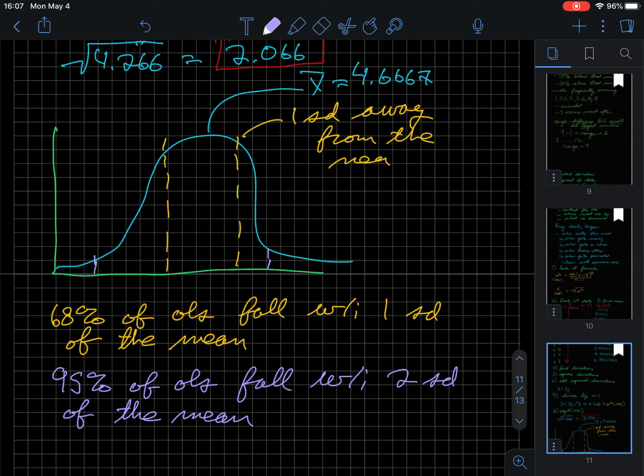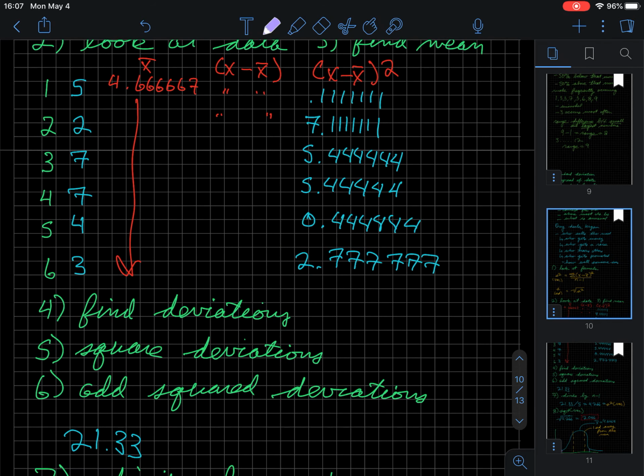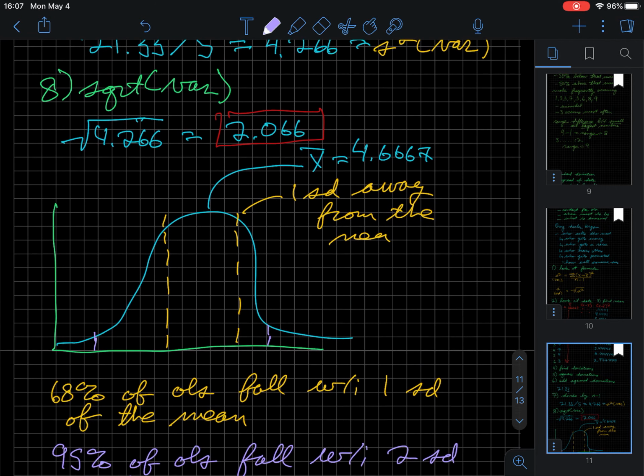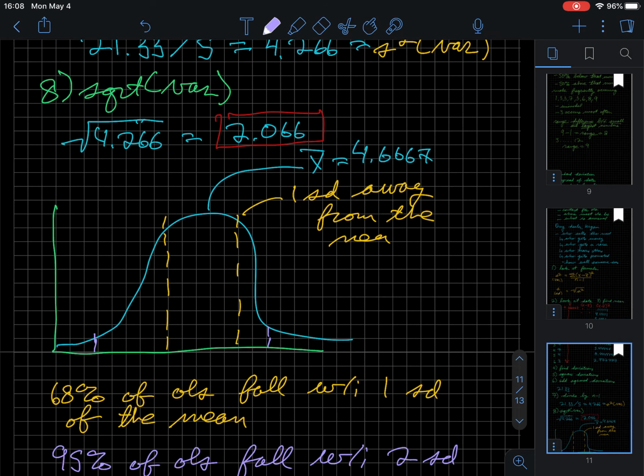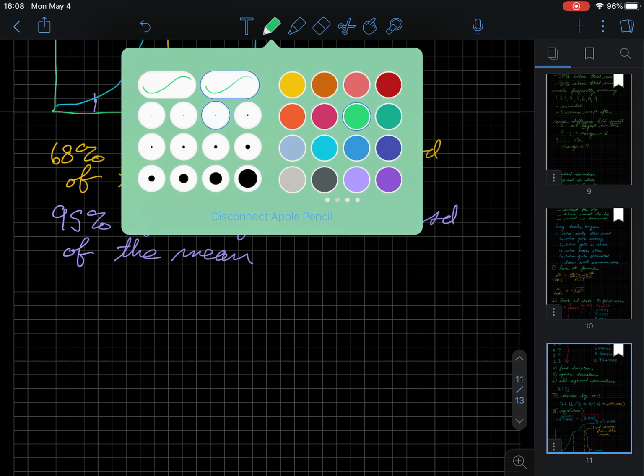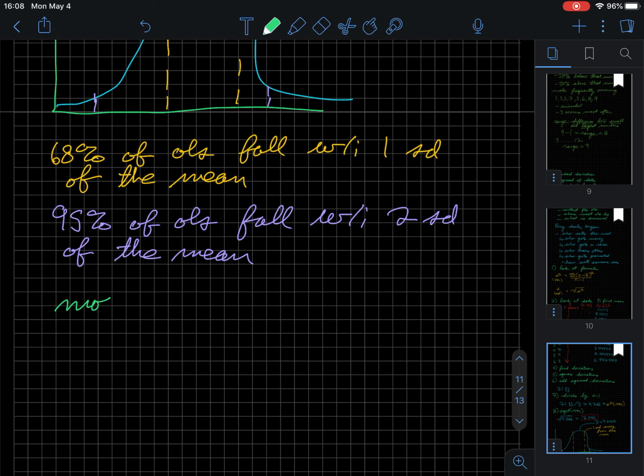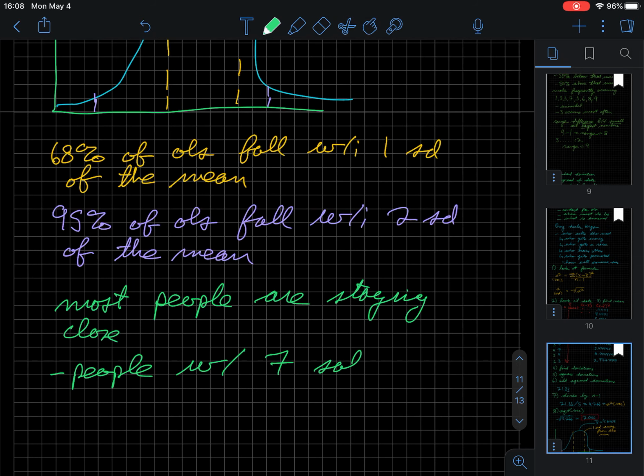So how would we use this information, right? If we look back at our data here real quick, we see a couple things. One, most of our people are doing about right. They're within this chunk. We know that most people are staying close. But those people with sevens sales a day are a bit unusual.